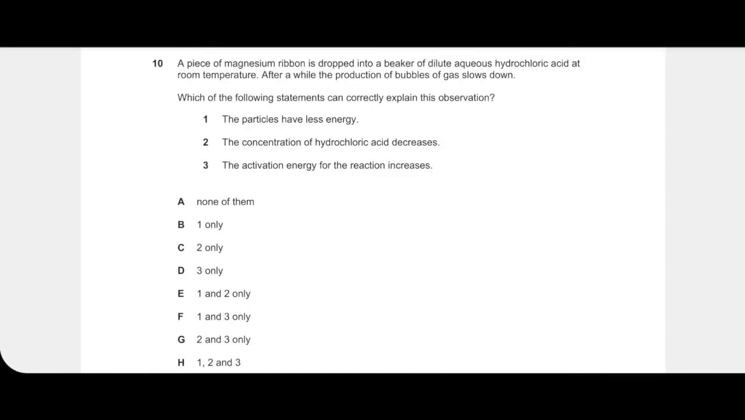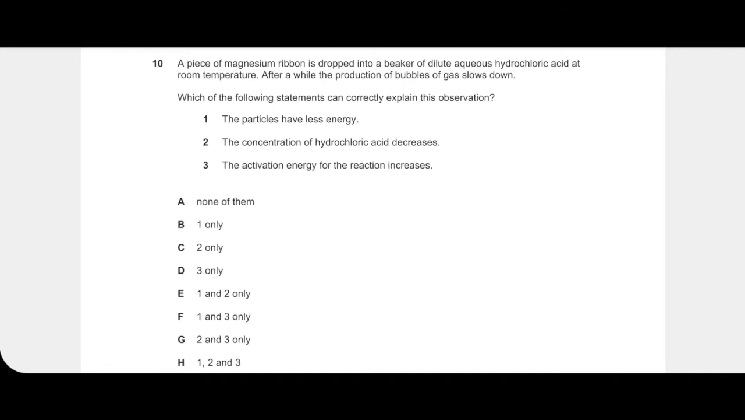Question number 10. A piece of magnesium ribbon is dropped into a beaker of dilute aqueous hydrochloric acid at room temperature. After a while, the production of bubbles of gas slow down. Which of the following statements can correctly explain this observation? Statement number 1, particles have less energy. Statement number 2, the concentration of hydrochloric acid decreases. Statement number 3, the activation energy for the reaction increases.